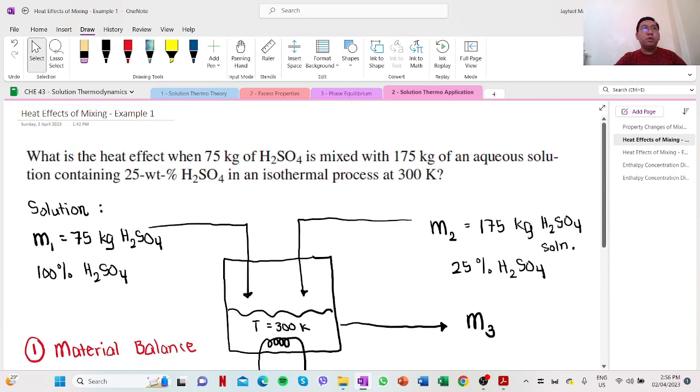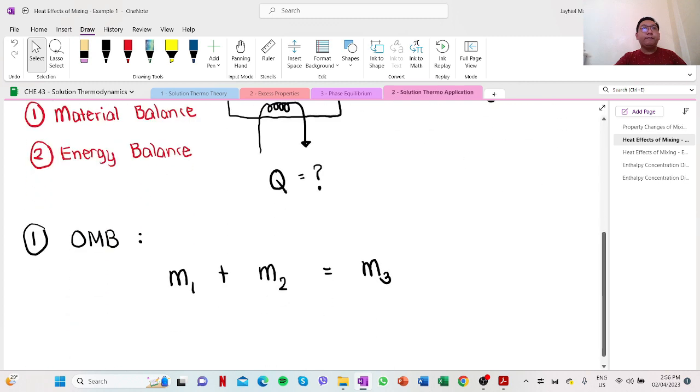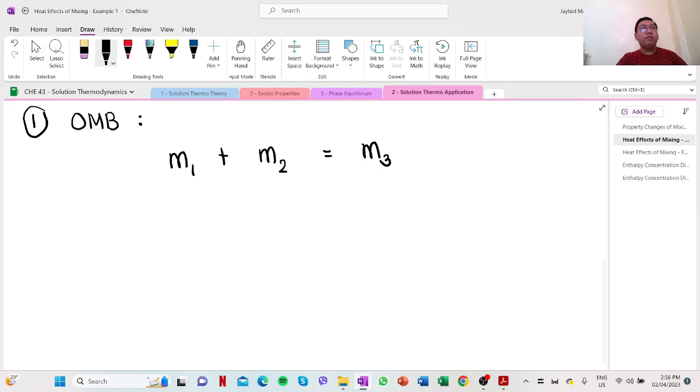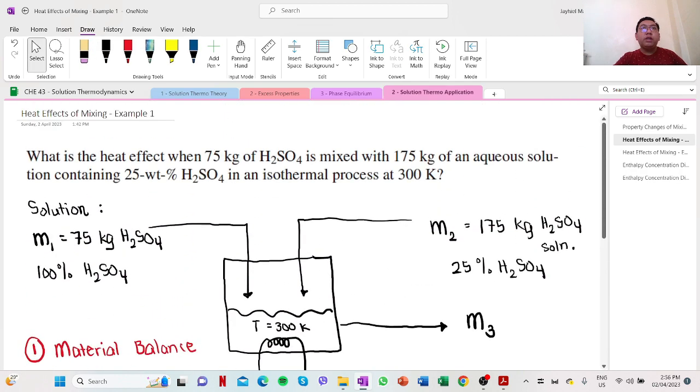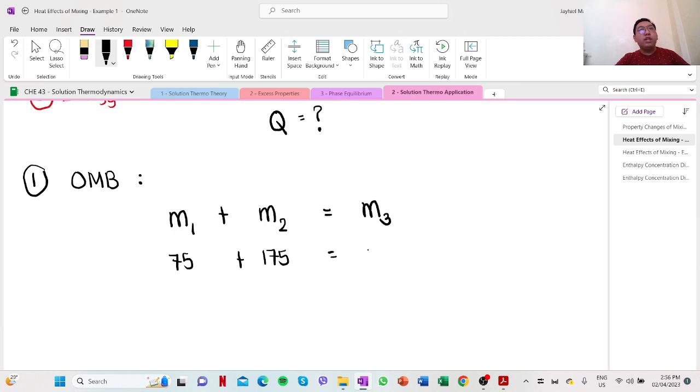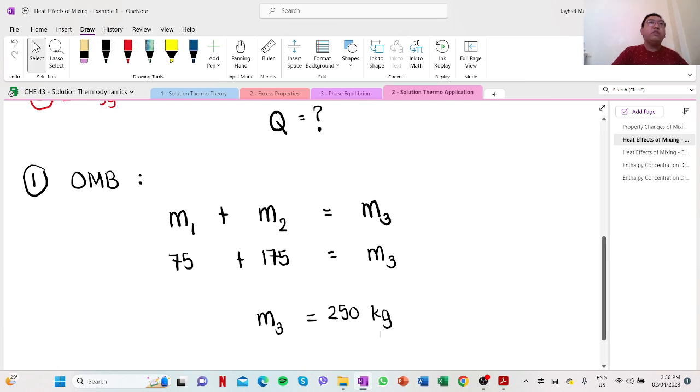For this one, this is 75 kilograms plus 175. And then of course the value of M3 will be 250 kilograms. So the mixture that is formed is equal to 250 kilograms.